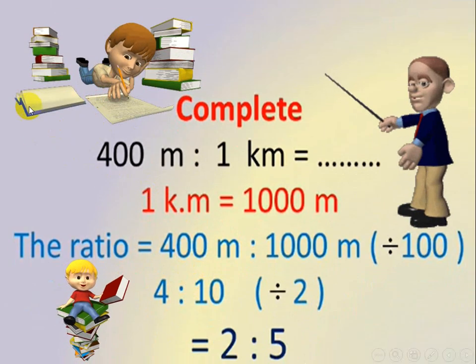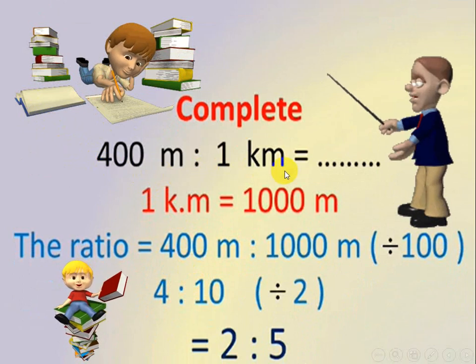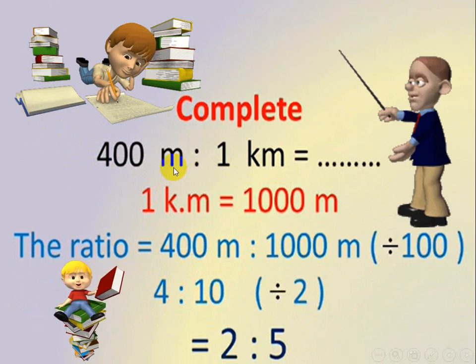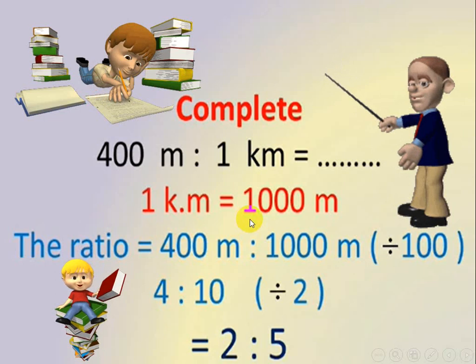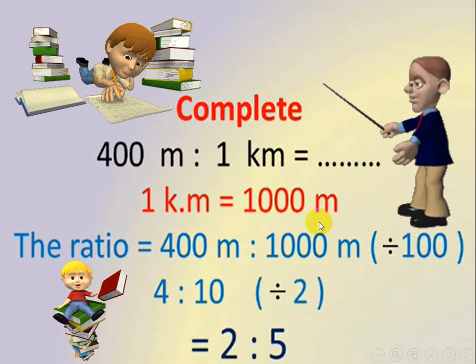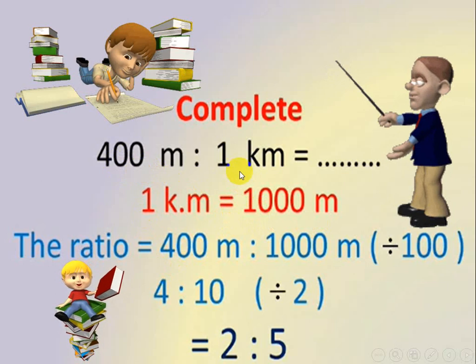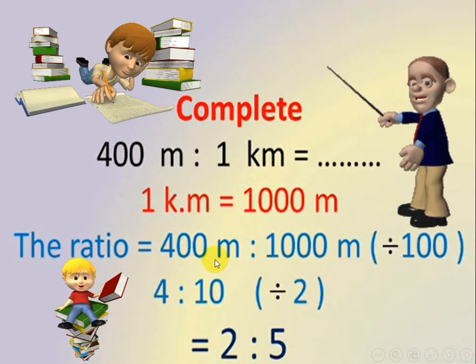The next example, complete 400 meters to 1 kilometer. Observe the two units are different. So I'll convert 1 kilometer. You know, 1 kilometer equals 1000 meters, 2 kilometers equal 2000, and so on. So the ratio will be 400 meters to 1000 meters, or 400 to 1000.